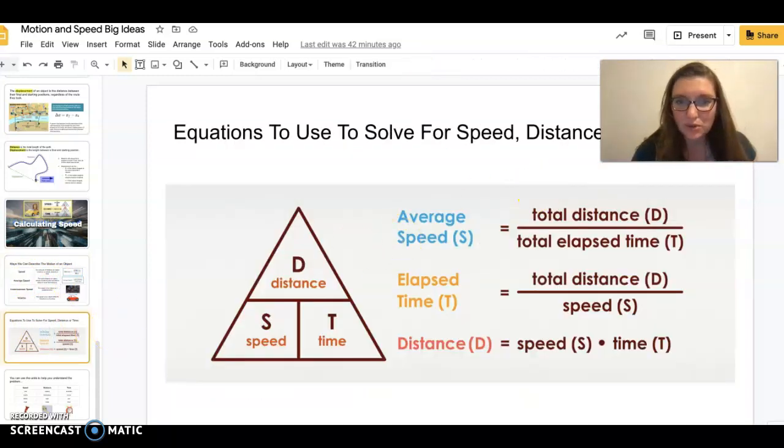All right, so here are the equations we can use for speed, distance, and time. It works just like what we've seen before, where we've got this equation triangle. Whatever thing we want to solve for, we cover it up. If the things are above and below each other, it's division. If they're next to each other, it's multiplication. So speed equals distance divided by time. Time is the distance over the speed. And distance is speed times time.